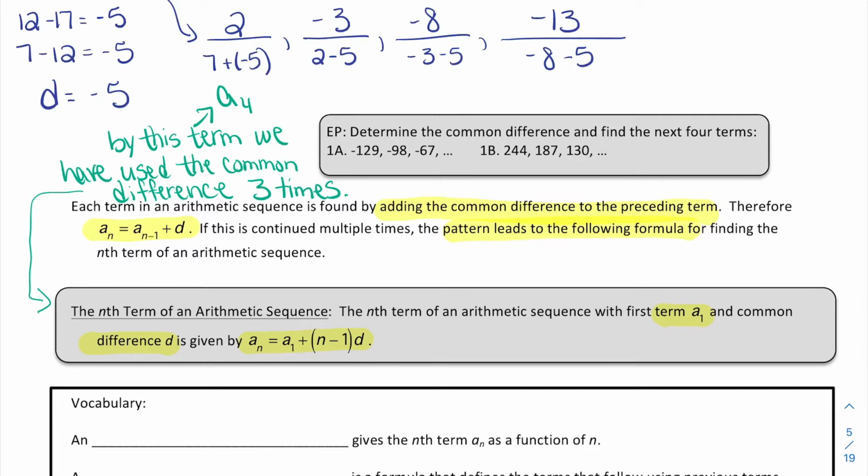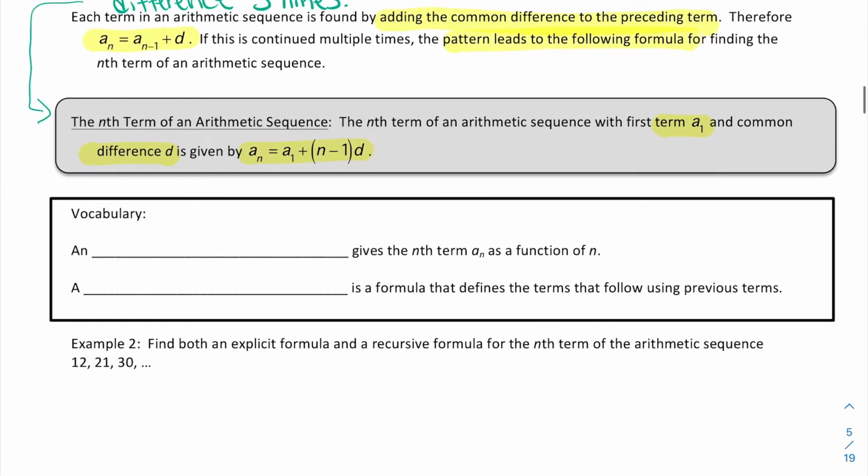You would take a sub n, or to get a sub n, you would take a sub 1 and add the common difference n minus 1 times. Okay, so we're going to use that formula going forward to determine some information that they would like.